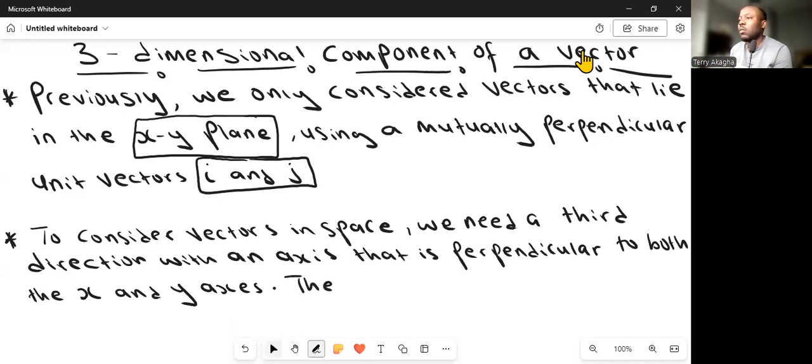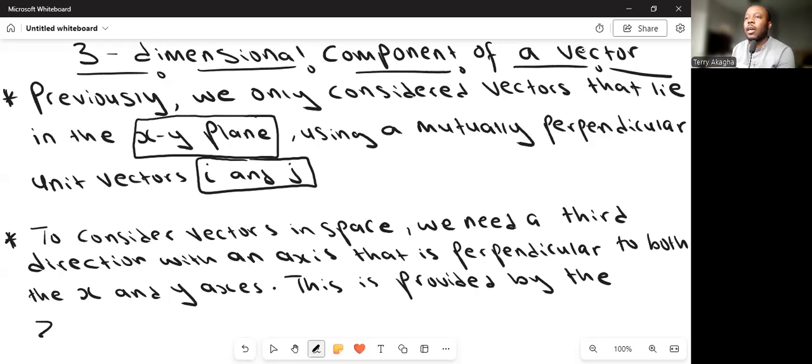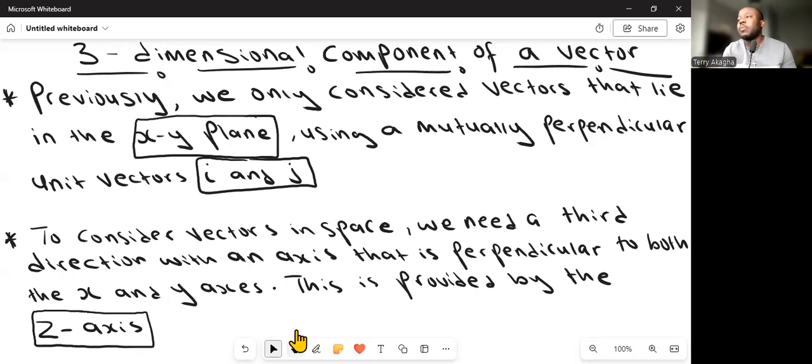So here we're going to be talking about the z-axis. In the previous one, we just talked about the x and y, but there's a third axis called the z-axis.